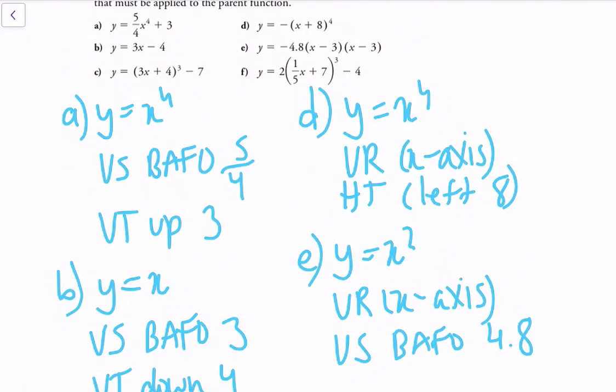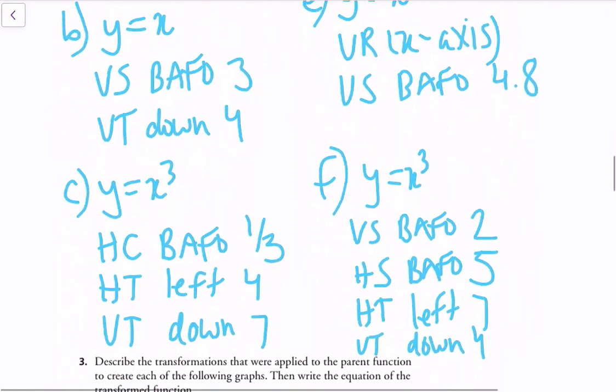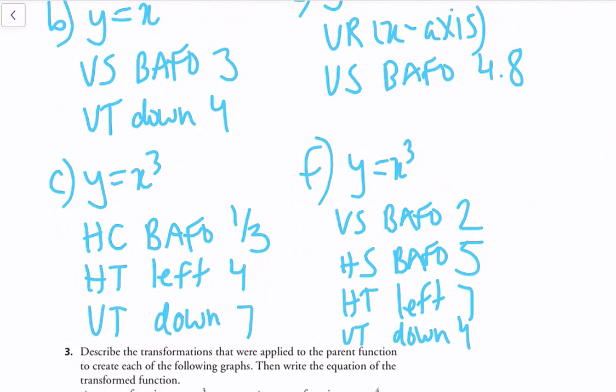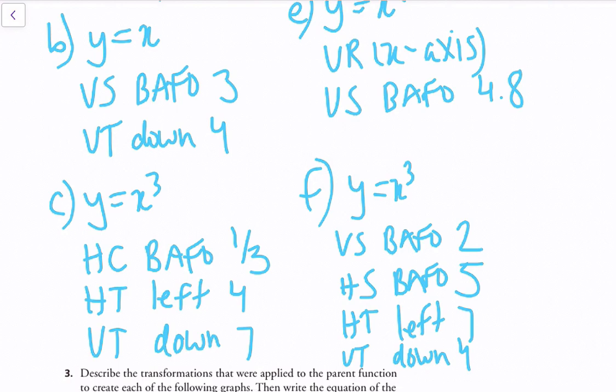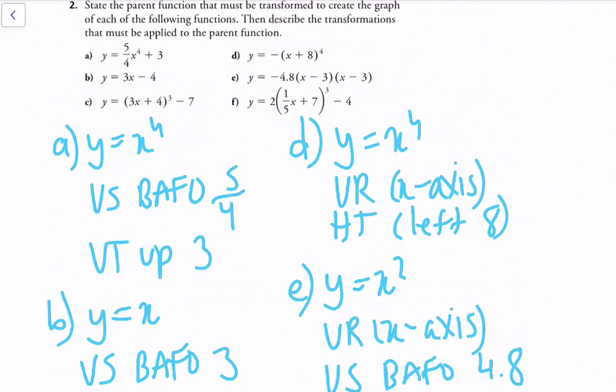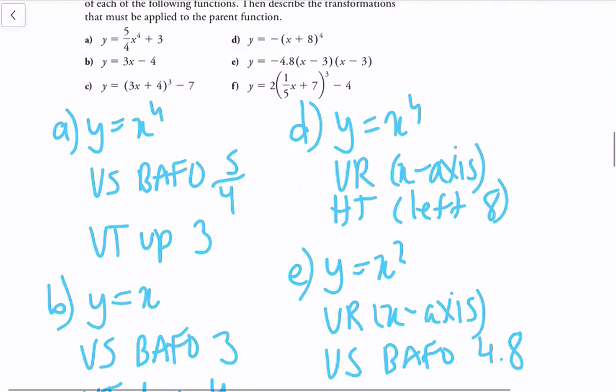For C, y is equal to (3x plus 4) all cubed minus 7, so this is a cubic function, degree 3, so y is equal to x cubed, and then we have a horizontal compression by a factor of 1/3. So again, remember it's 1 over 3 that we're looking at here. Horizontal translation left 4 because we want to take that 3 out of the bracket, so left 4/3 units, and a vertical translation down 7 units.